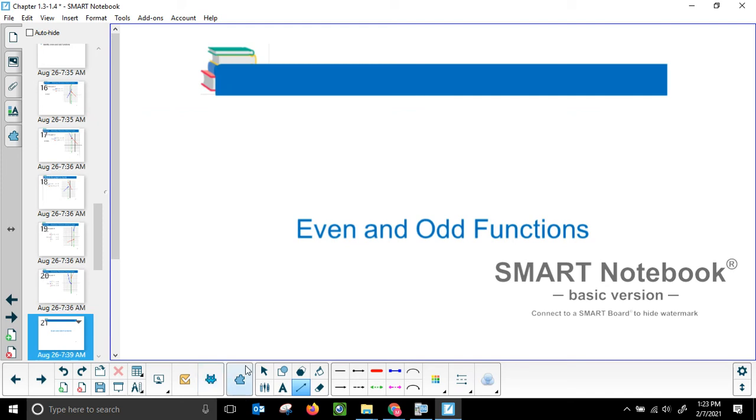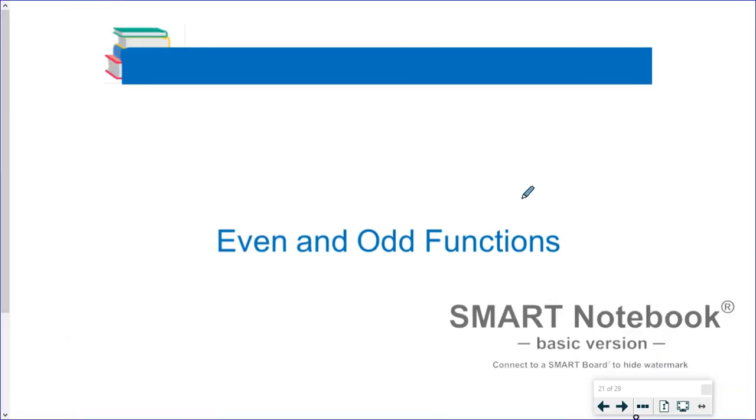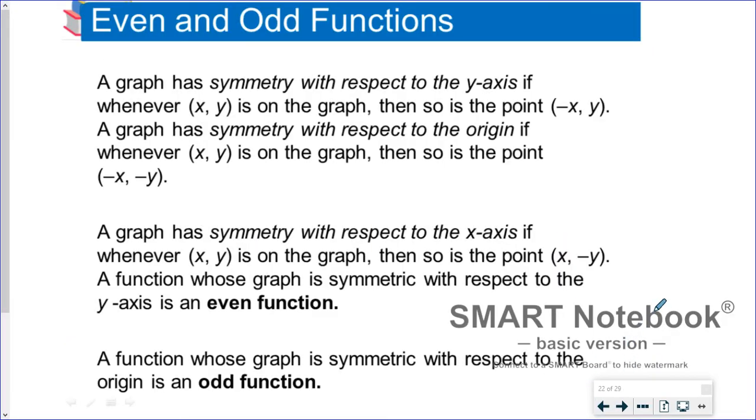Now we can go ahead and discuss even and odd functions. A graph has symmetry with respect to the y-axis whenever the point x comma y is on the graph, then so is the point -x comma y. A graph has symmetry with respect to the origin if whenever x comma y is on the graph, then so is the point -x comma -y. A graph has symmetry with respect to the x-axis if whenever x comma y is on the graph, then so is the point x comma -y.